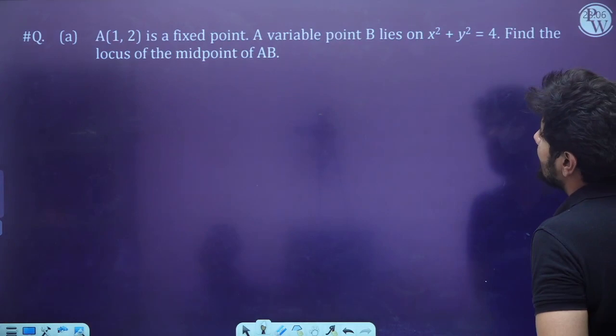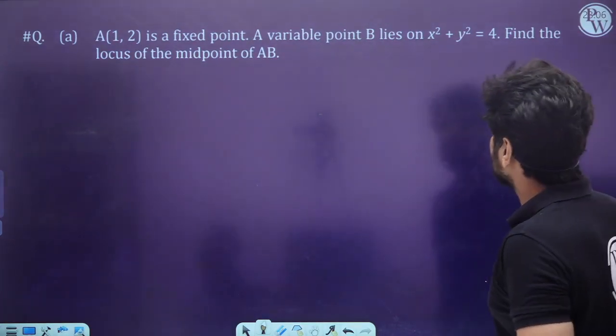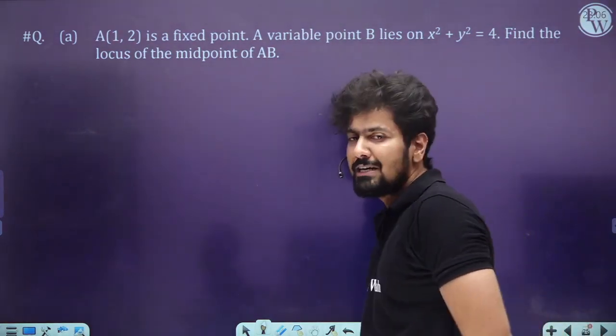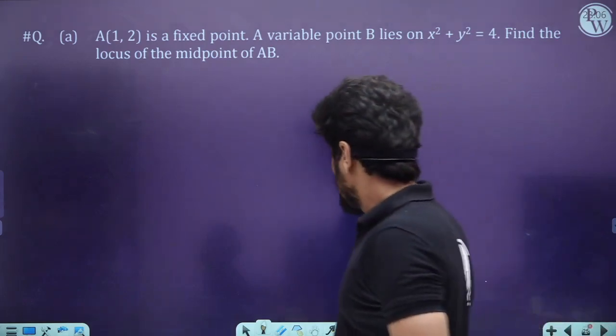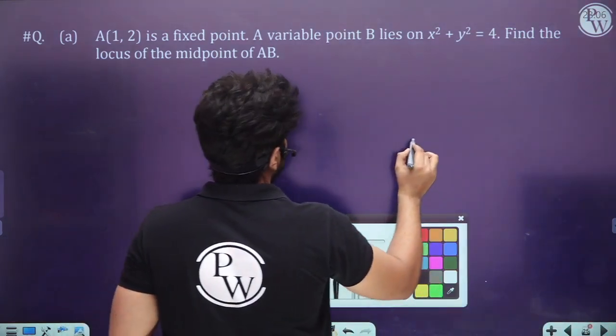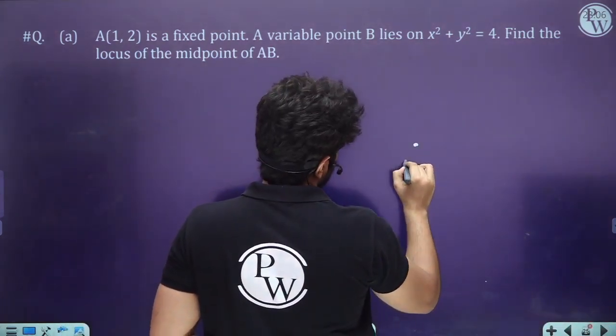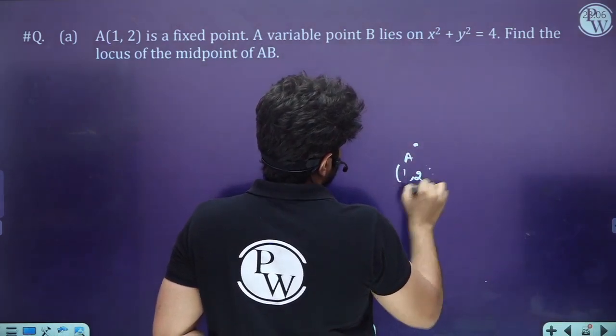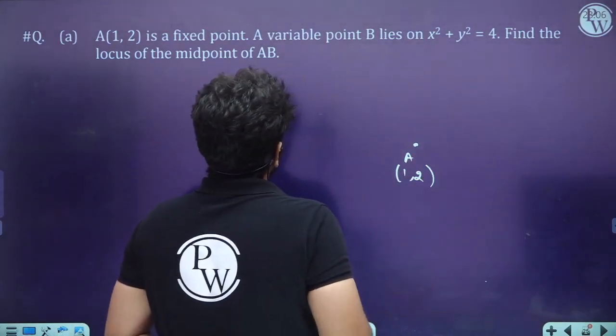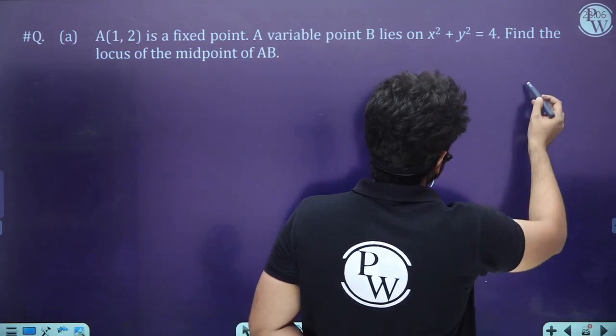A(1, 2) is a fixed point. A variable point B lies on this circle. Find the locus of the midpoint of AB. There's a fixed point A(1, 2). There is a variable point B which lies on this circle.